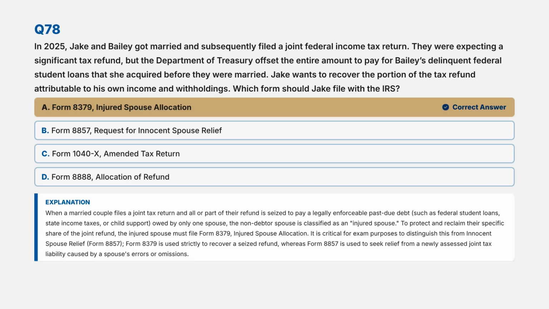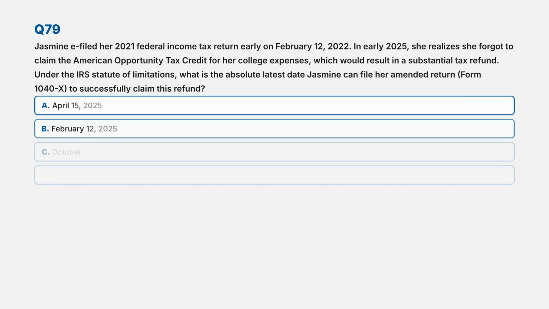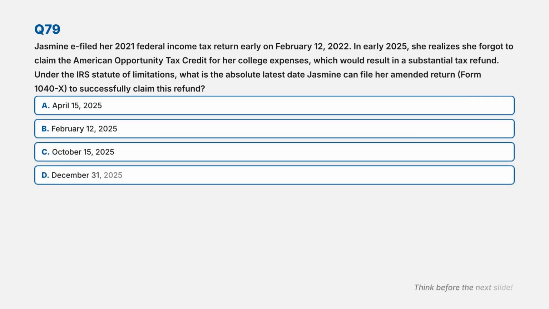Great, let's continue to question 79. Question 79. Here's the scenario. Jasmine e-filed her 2021 federal income tax return early on February 12, 2022. In early 2025, she realizes she forgot to claim the American Opportunity Tax Credit for her college expenses, which would result in a substantial tax refund.